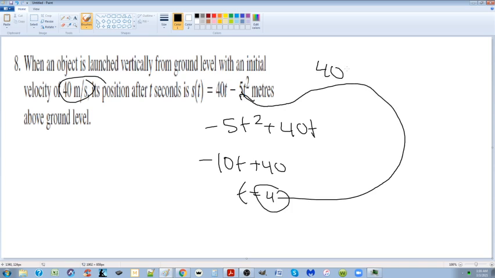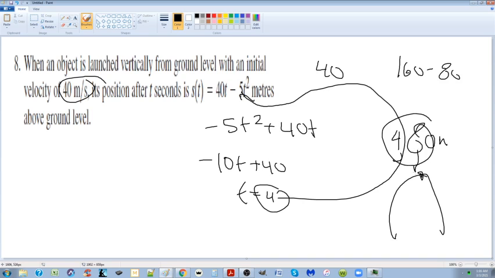40 minus, well, 40t. So 4 times 40, 80. 160 minus 16 times 5, 80. The height is 80 meters above the ground. So that height, the coordinate would be (4, 80), which is the vertex, because it's a downward facing parabola.